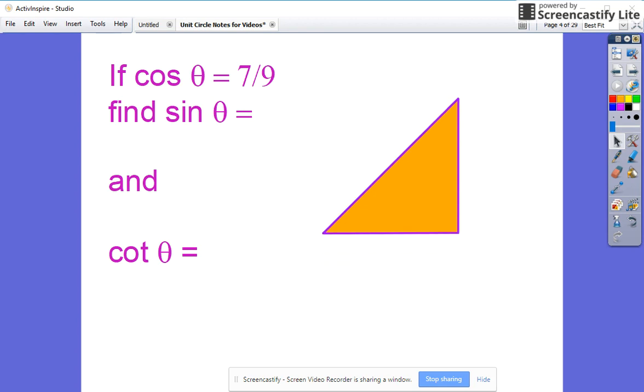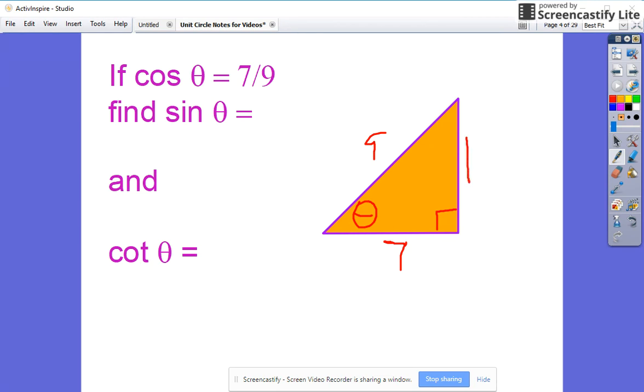And I'm going to go ahead and say, let's make it this one down here. And by the way, that would be the right angle there. So if this is theta and we're dealing with cosine, the definition for cosine is adjacent over hypotenuse. That means that 7 is right here, 9 is right there. So how do we find sine of theta? That's my first question there.